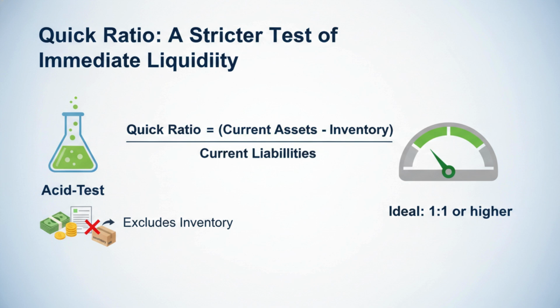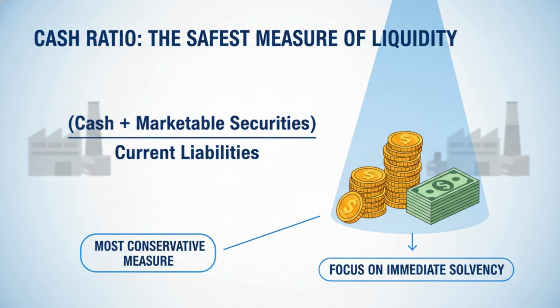The rationale behind excluding inventory is that it's not always easily convertible to cash, especially for businesses with specialized or slow-moving stock. Therefore, the quick ratio provides a clearer picture of a company's ability to meet its short-term obligations without relying on selling its inventory. An ideal 1-to-1 or higher is generally considered healthy, indicating that a company has sufficient highly liquid assets to cover its immediate debts. For the most conservative and stringent view of liquidity, we look at the cash ratio.